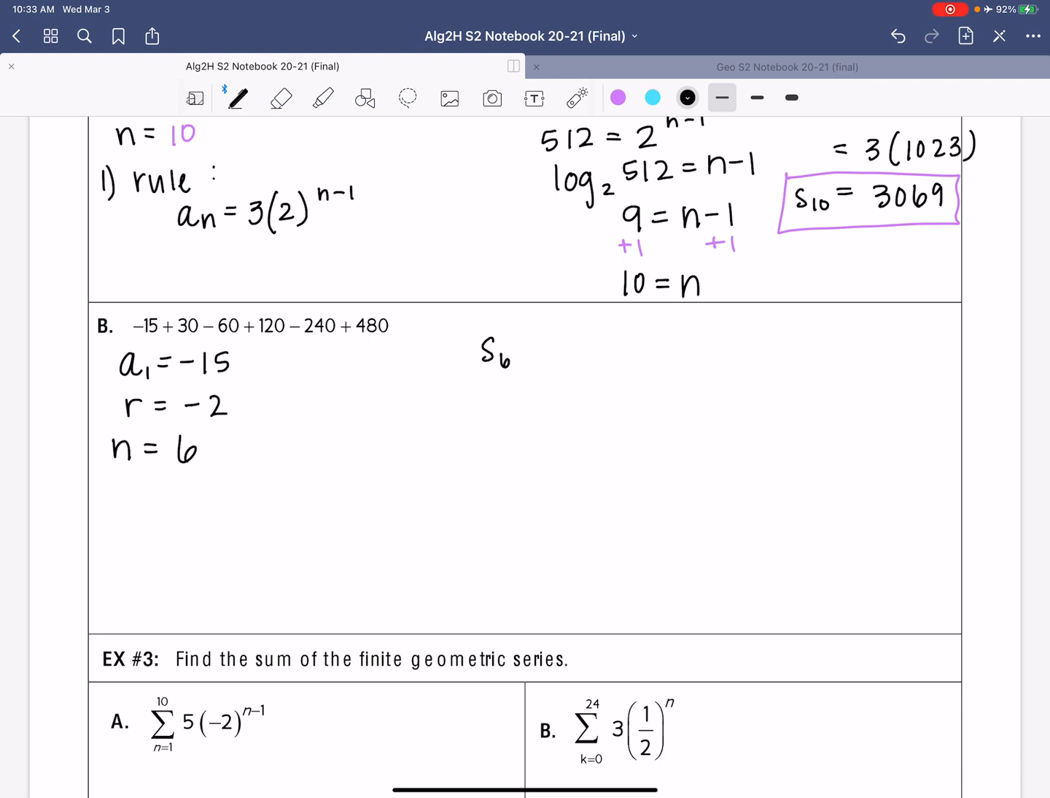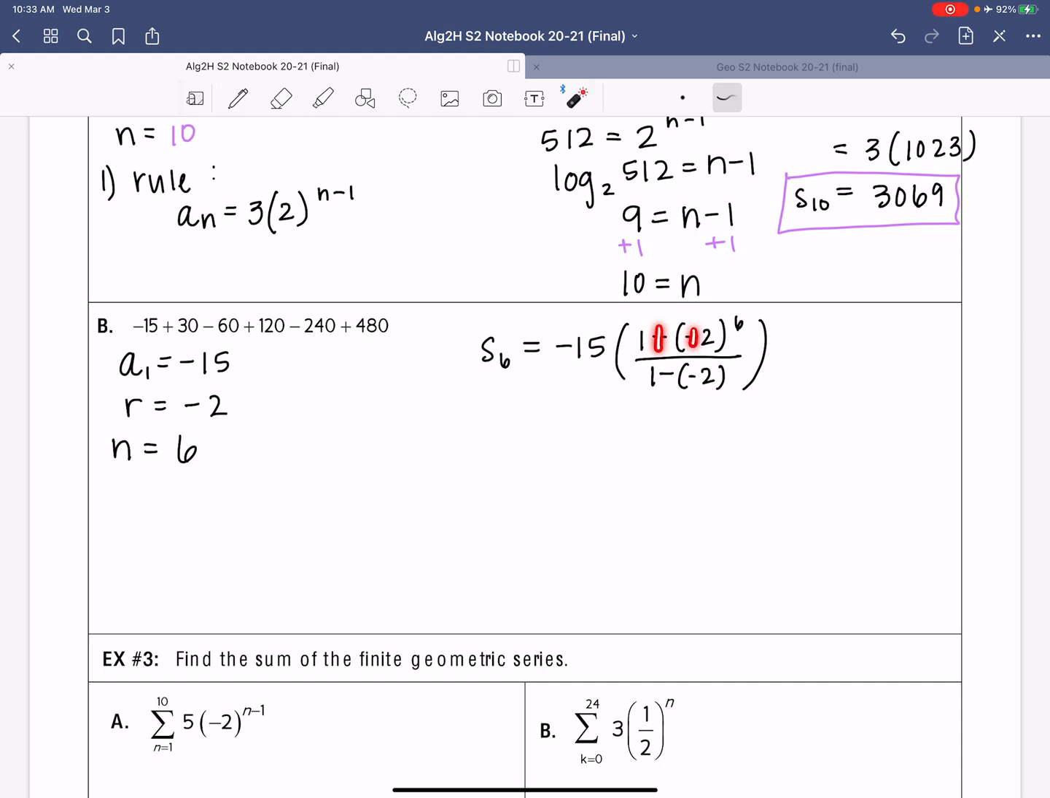So we get S of 6 is equal to A1, negative 15, times 1 minus R, so that's 1 minus, and then let's use parentheses, negative 2 to the 6th power, over 1 minus negative 2. Okay, here's a huge mistake you guys make.